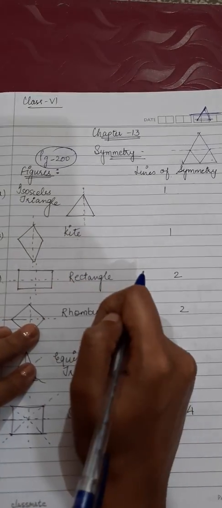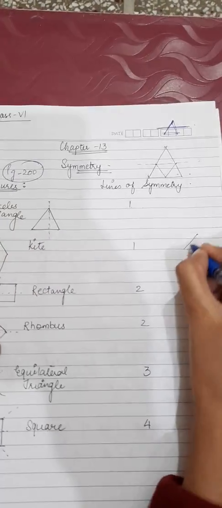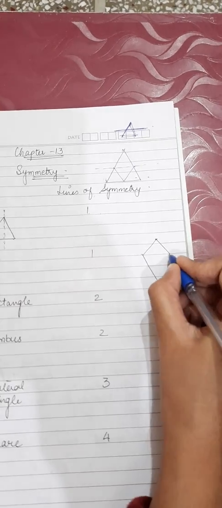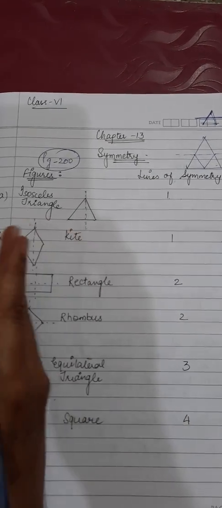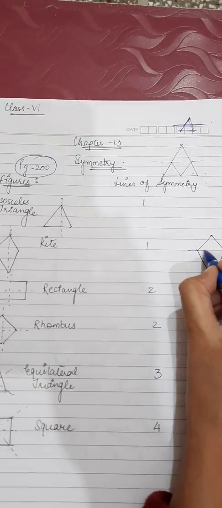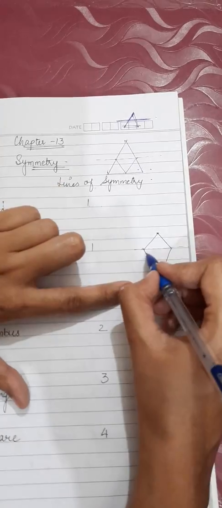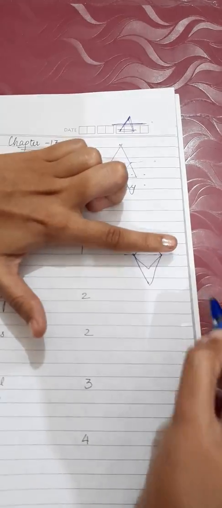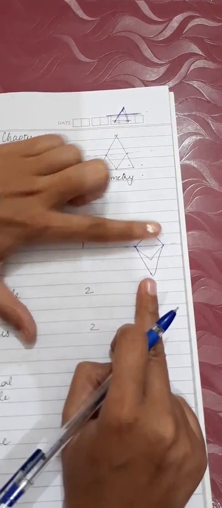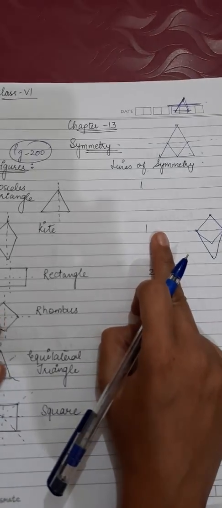Similarly with the kite. With the kite also, if you see, here I am making it. Vertically you can see that it is overlapping with each other. Okay, but horizontally, let us see. I have made the horizontal line, and if I bring this down, it will become like this. Again, this is not overlapping, so that means it has only one line of symmetry.